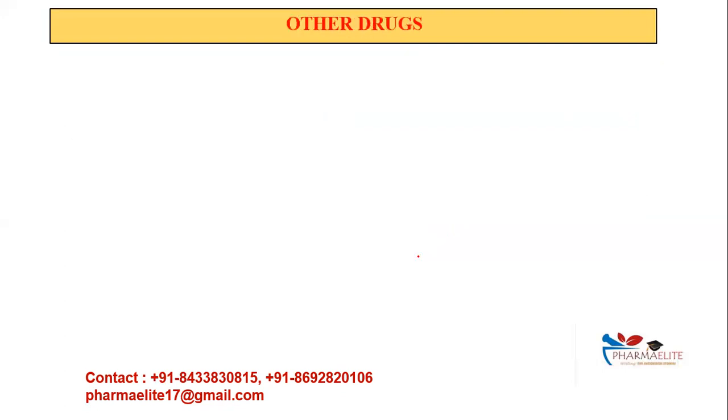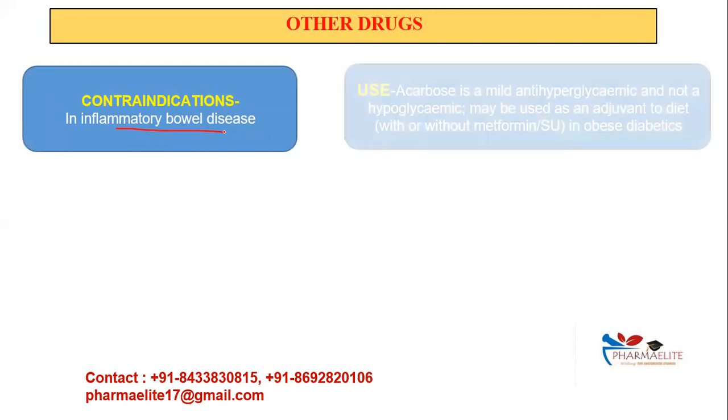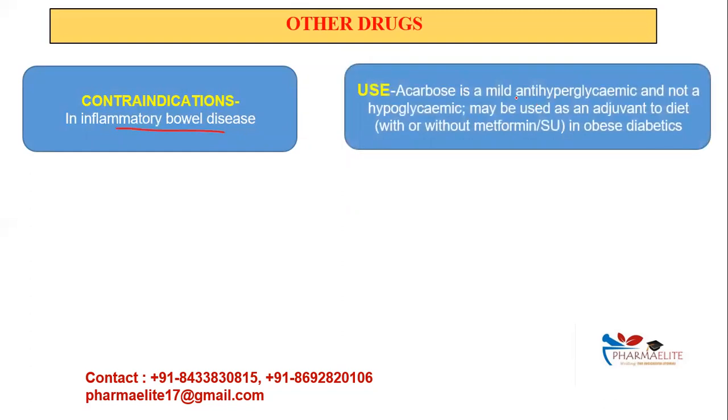Coming on to some other drugs of the same class, we have some contraindications as well. So as you can see in contraindications, it is contraindicated in inflammatory bowel disease. Okay, so remember acarbose is contraindicated in IBD. What is its use? It is a mild antihyperglycemic. We have already seen that it moderately decreases HbA1c. It is not a potent hypoglycemic. We saw this in the previous slide itself.